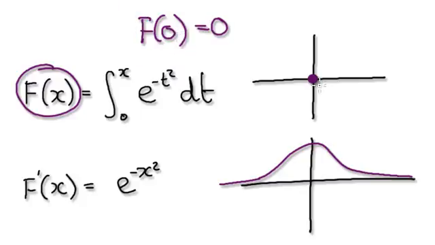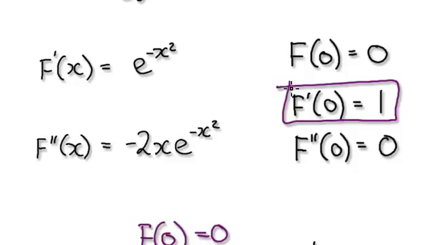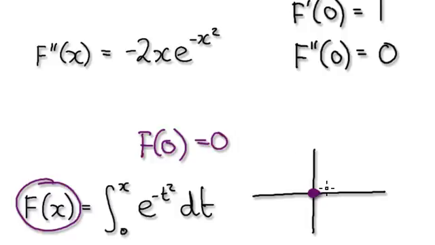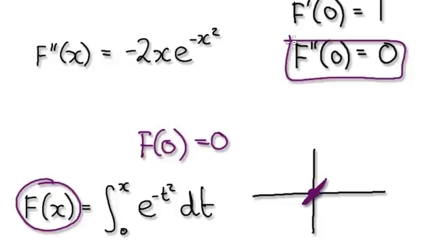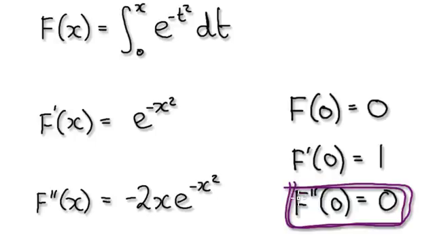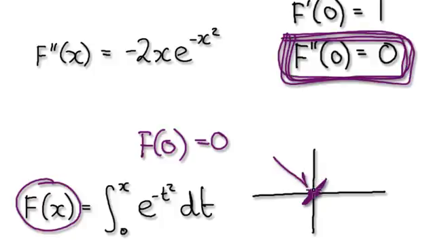F of 0 equals 0 means it must be on the origin. And looking at this here, it means that the gradient at 0 must be 1. Then looking at this here, it means that there's something strange going on at x equals 0. It turns out to be an inflection point, but let's just pretend we didn't know that. Something funny going on at the origin.